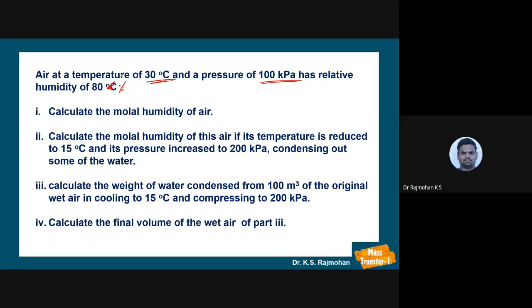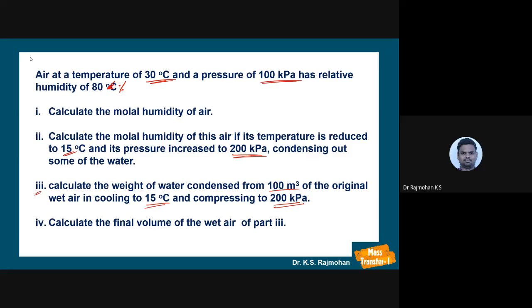Air at a temperature of 30 degrees Celsius and a pressure of 100 kilopascal has a relative humidity of 80%. Calculate the molar humidity of air. Calculate the molar humidity of this air if its temperature is reduced to 15 degrees Celsius and its pressure is increased to 200 kilopascal, condensing out some of the water. Calculate the weight of the water condensed from 100 meter cube of the original wet air in cooling to 15 degrees Celsius and compressing to 200 kilopascal. And the fourth part is, calculate the final volume of the wet air of part 3.